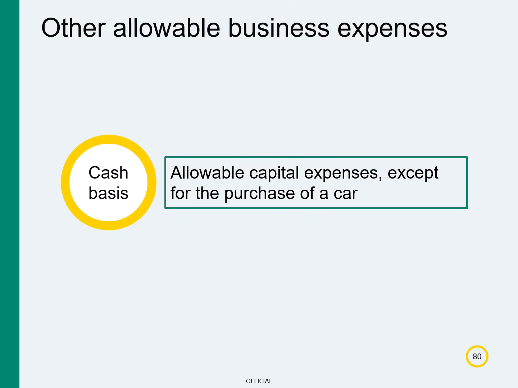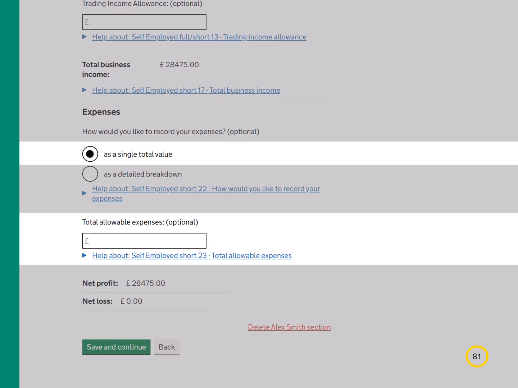As I mentioned earlier, if you are using cash basis, you can also include any allowable capital expenses except for the purchase of a car. If you choose to enter your expenses as a single total value, you're given a box to show your total allowable expenses. The Help About link gives guidance on what is and is not allowable. There are also links to videos on HMRC's YouTube channel.